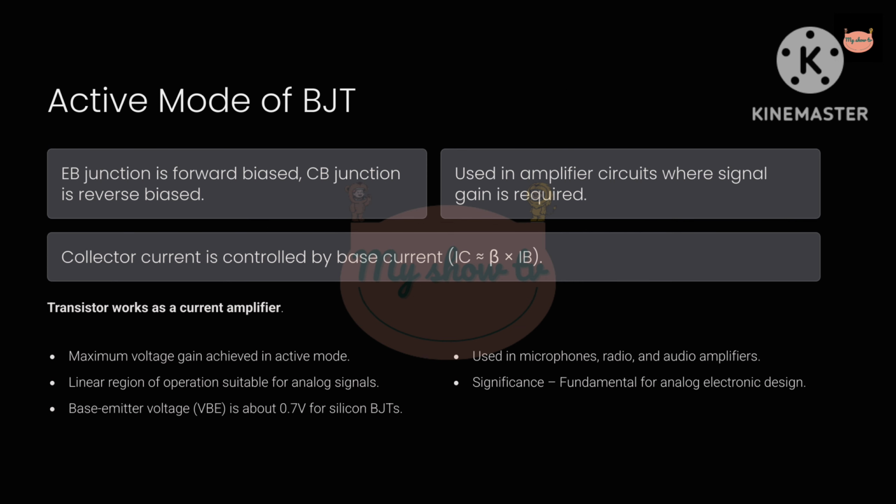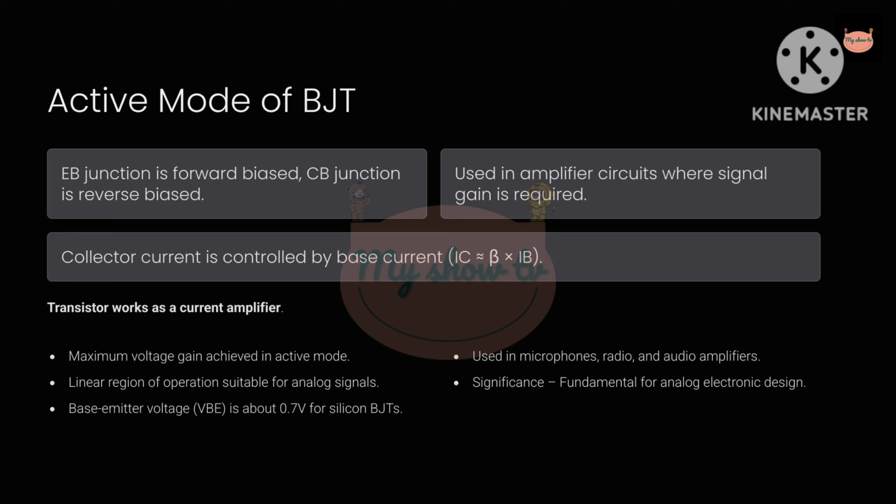Active mode of BJT. In active mode, the emitter base junction is forward biased, allows current flow, while the collector base junction is reverse biased, blocks current. This is the most important mode when using a BJT as an amplifier. In this condition, a small current flowing into the base controls a much larger current between collector and emitter. This current relationship is defined by the current gain.